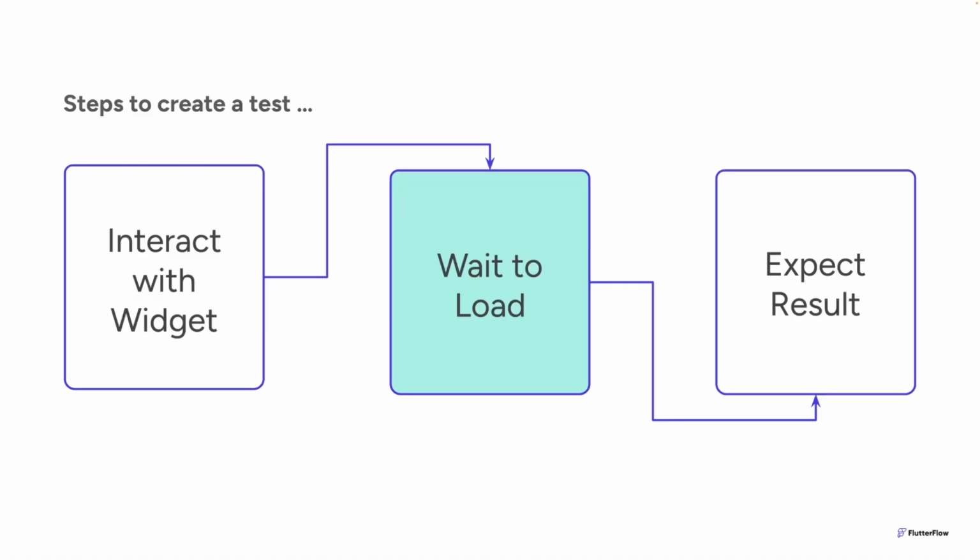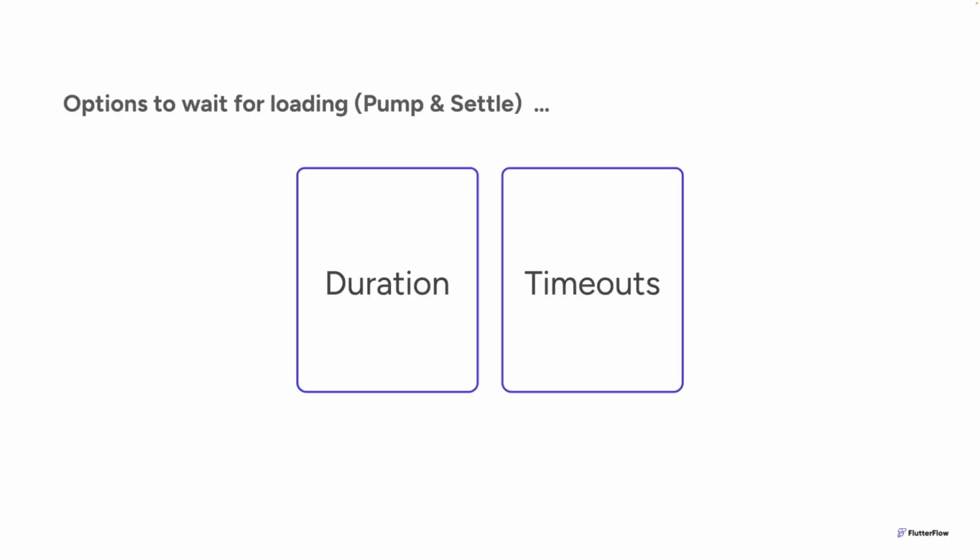Typically, after an interaction, your test might need to pause momentarily, allowing the app to process the interaction, load something, or update its state. This is where the wait to load mechanism comes into play. This ensures that the app has enough time to reflect any changes. When this is selected, you have 2 options to adjust: duration, which means how long you want to wait, and timeout, maximum time to wait.